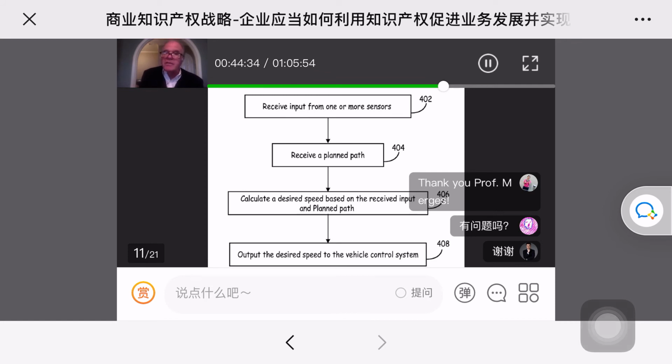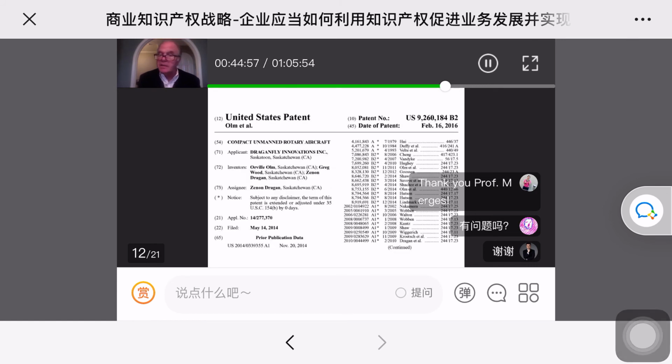This is a second patent. This is a different patent. And you see the number on the right is 9260184. This patent was issued to a little company and, in fact, was assigned to an individual who is one of the founders of a little company. And this is an example of a patent held by a small company that's trying to sell it to just stay alive. This is a patent that's being sold for cash flow purposes.